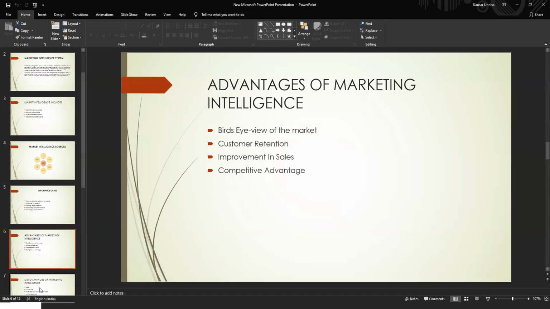And the next part is regarding the advantages and disadvantages of the marketing intelligence system. What are the advantages, or how is it helpful? We call the marketing intelligence system a bird's eye view of the market.